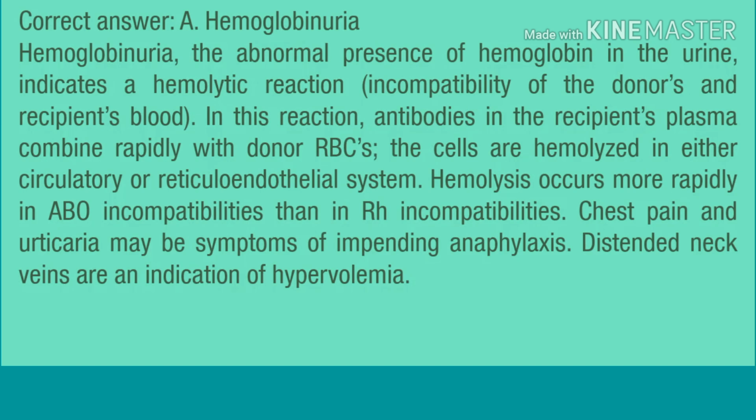Correct answer, A. Hemoglobinuria. Hemoglobinuria, the abnormal presence of hemoglobin in the urine, indicates a hemolytic reaction, incompatibility of the donor's and recipient's blood. In this reaction, antibodies in the recipient's plasma combine rapidly with donor RBCs. The cells are hemolyzed in either the circulatory or reticuloendothelial system. Hemolysis occurs more rapidly in ABO incompatibilities than in Rh incompatibilities.